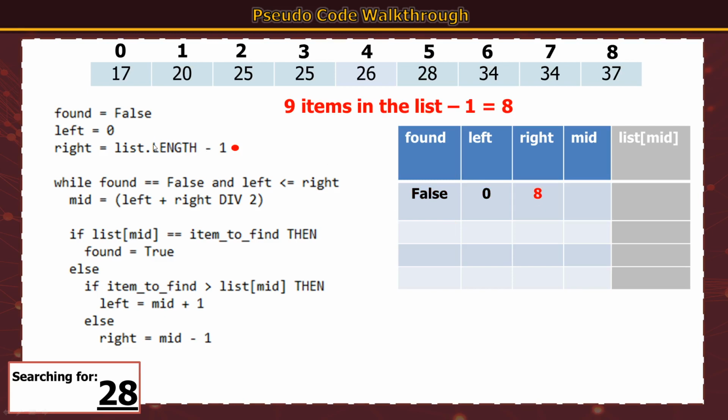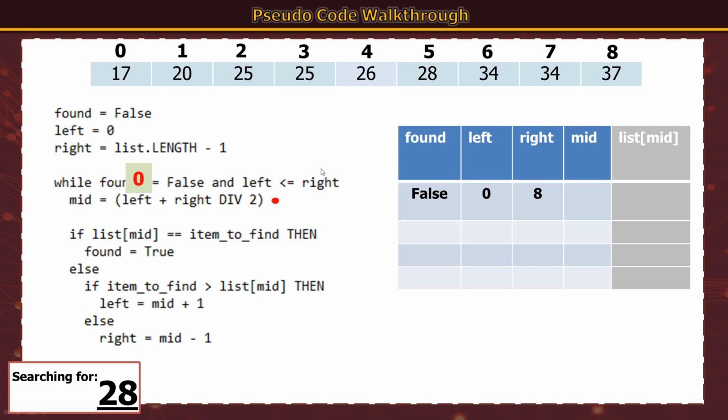Now this one, list.length minus 1. What I'm doing here is taking how many items I've got in the list, which is 9, and taking one off it, as instructed here, which gives me 8. I then come down to the while loop, and it says while found equals false. Remember, double equals means equal to. Found is currently equal to false, and both conditions have to be true to meet this criteria. 0, which is left, is less than or equal to 8, which is right. That's true because found is false and left, which is 0, is less than 8. So it's met.